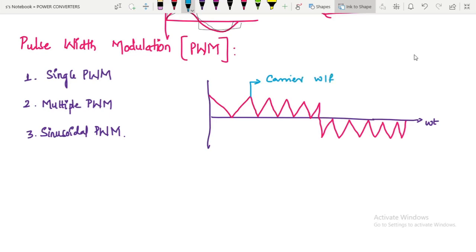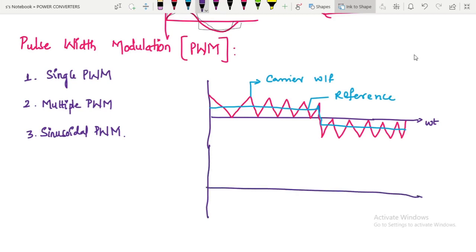We are going to superimpose on this carrier waveform a DC voltage. This one here is called the reference voltage. This reference voltage can be anything: it can be a DC voltage, it can be a sinusoidal waveform. For example, I am considering a DC waveform. Let us take the reference voltage as VR and the carrier voltage as VC. So here the carrier is a triangular waveform and the reference is a DC waveform.